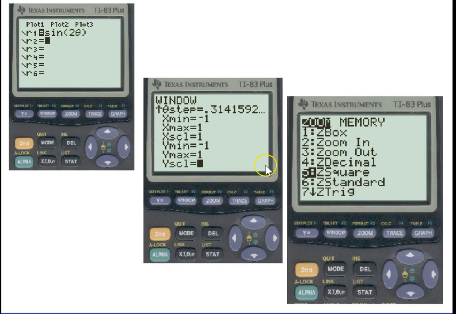And then, of course, we can just go directly to a zoom square, so we don't need to graph and then go back. Click on Zoom right here, this little blue button. Go to number 5 for your square. Click Enter. And you're going to get something that looks like this. And you're going to say, Mr. H, why?